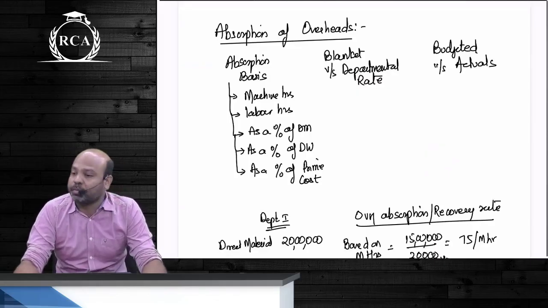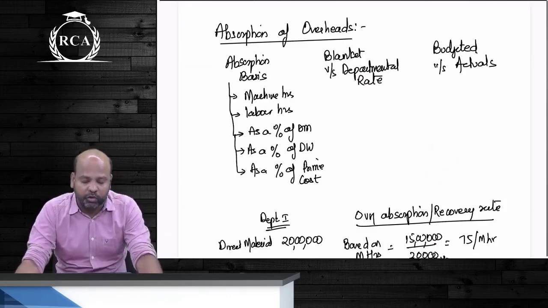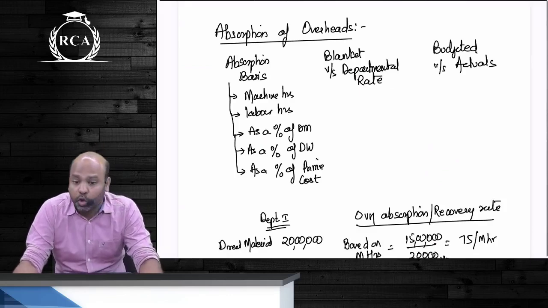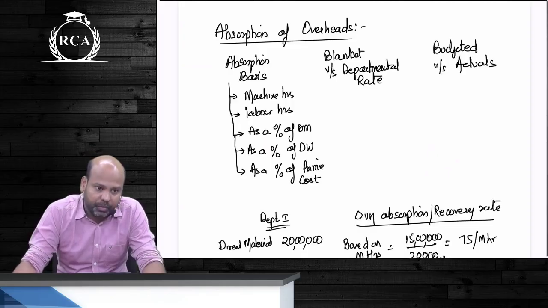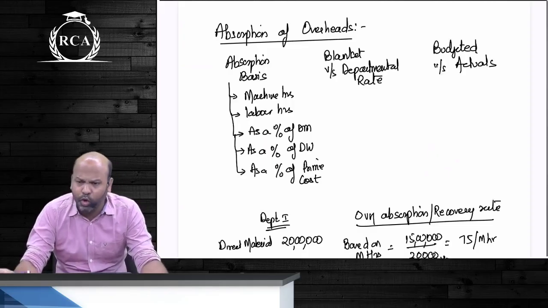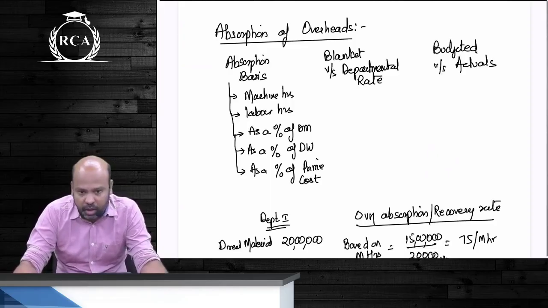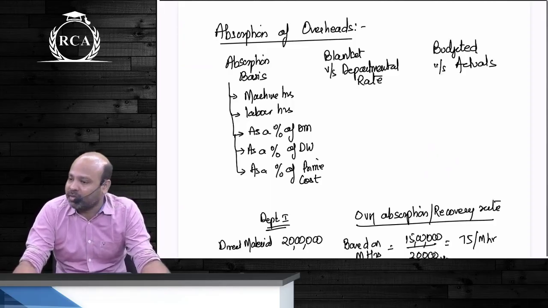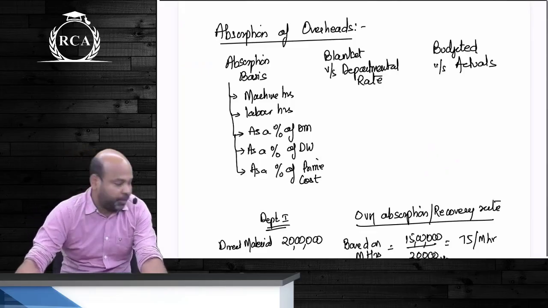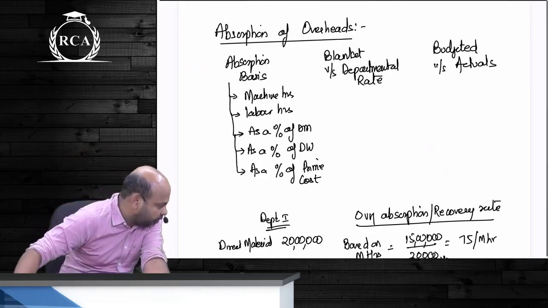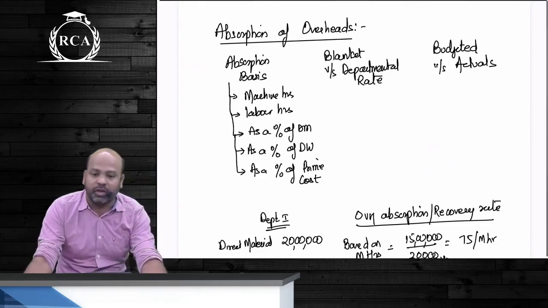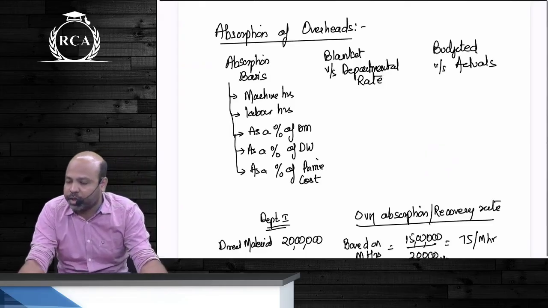If they ask us to compute under or over recovery, once you compute your absorption rate, guys, the total amount of overheads absorbed will be equal to your absorption rate multiplied by actual activity. This you're going to compare with the amount of overheads incurred. The difference between overheads incurred and overheads absorbed will be under or over recovery of overheads. If you're absorbing less, it is going to result in under recovery. If you're absorbing more, it is going to result in over recovery of overheads.